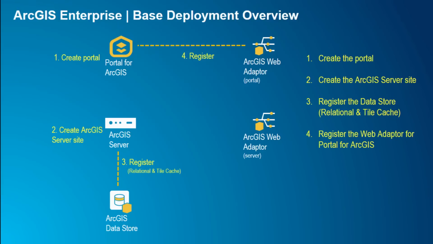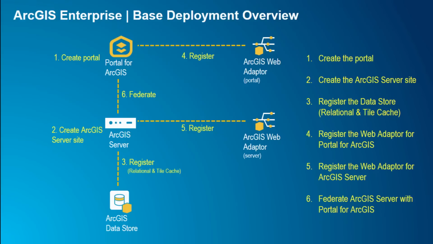Next, you're going to register the web adaptors. First, we'll do the web adaptor for portal. We'll register that web adaptor with portal, and then we'll do another web adaptor for server and register that with server. Finally, we're going to federate, and that will link everything together, and once this is finished, you have what we call the base ArcGIS Enterprise deployment.